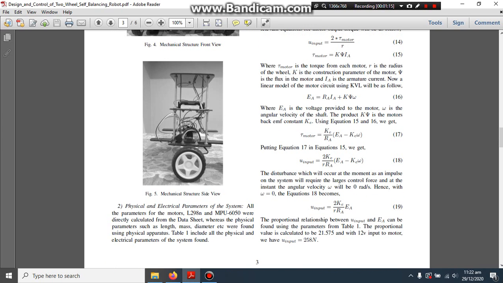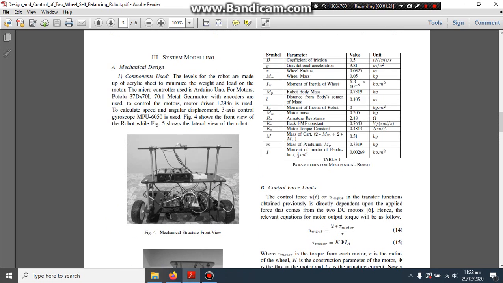So moving on to the physical and electrical parameters. Once we had designed the robot, the next step was to calculate the parameters, electrical and physical, of the robot, which will then aid us further to substitute the variables in the transfer function expression that we obtained earlier. In order to obtain these parameters, we simply used data sheets in certain cases and simple physical apparatus to measure physical dimensions in the others. So this table 1 you see right here gives all the parameters for the mechanical robot that we calculated individually with their units.